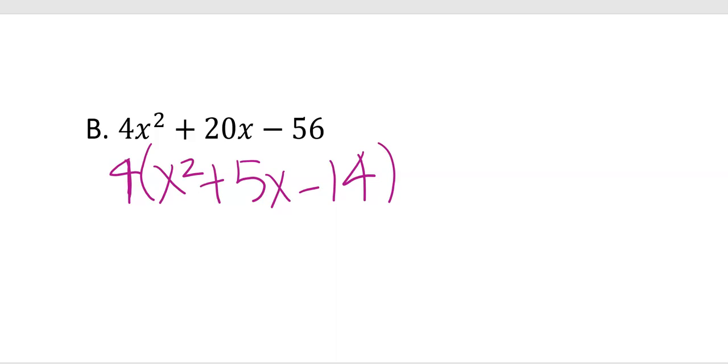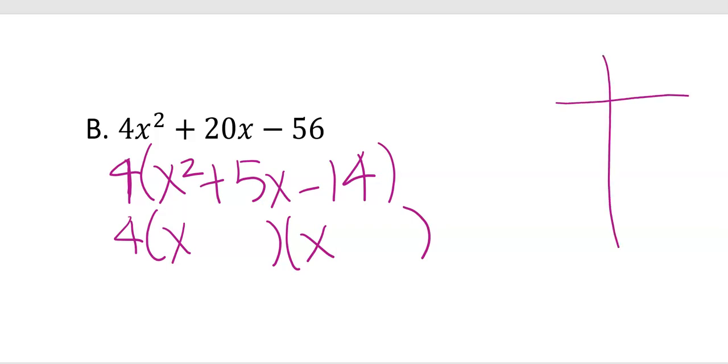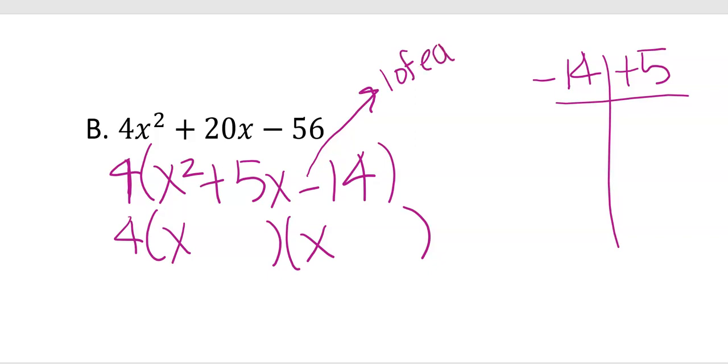Then we need factors of which number, 5 or negative 14? Factors of negative 14 that add up to 5. There aren't very many, so we need factors of negative 14 that add up to 5. When this number is negative right here, what kind of signs do we need? 2 of the same or 1 of each? 1 of each. So signs, 1 of each.